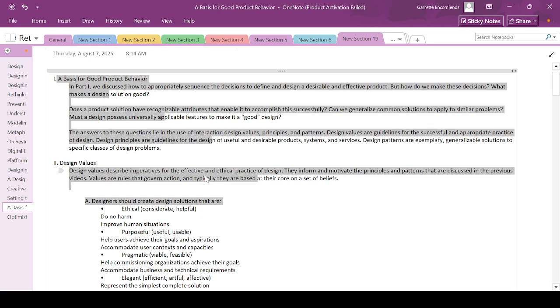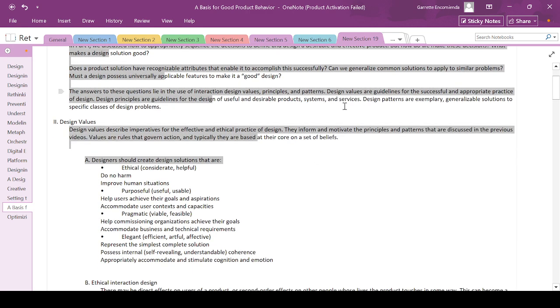In part 1, or in the previous video, we discussed how to appropriately sequence the decisions to define and design a desirable and effective product. We separate the persona, we research, and we separate the requirements. But how do we make these decisions? What makes a design solution good for this problem? Does a product solution have recognizable attributes that enable it to accomplish this successfully? Can we generalize common solutions to apply to similar problems? Must a design possess universally applicable features to make it a good design?